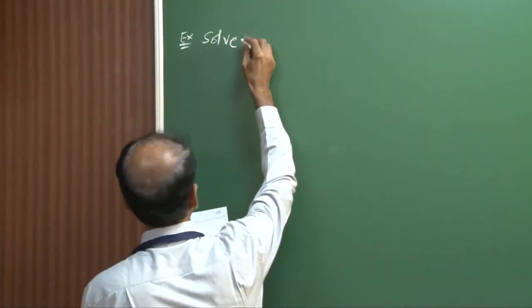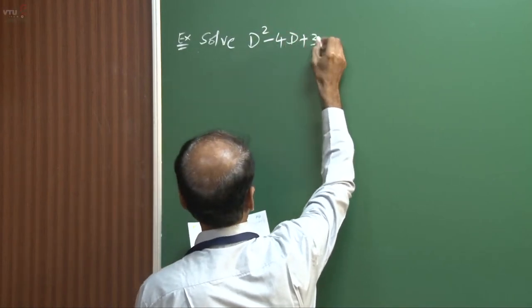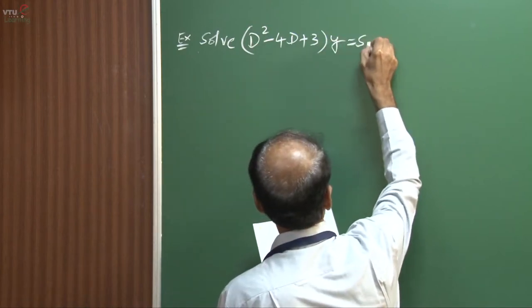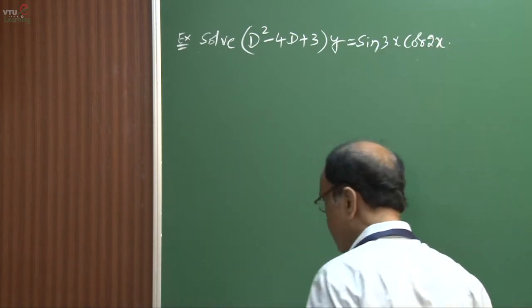I shall continue with a few more problems on trigonometric functions, and then the other case of the RHS value, that is x to the power m, the polynomial terms. I shall take another example on the trigonometric function in the case of a non-homogeneous differential equation. Solve (D square minus 4D plus 3) operating on y equal to sin 3x into cos of 2x.